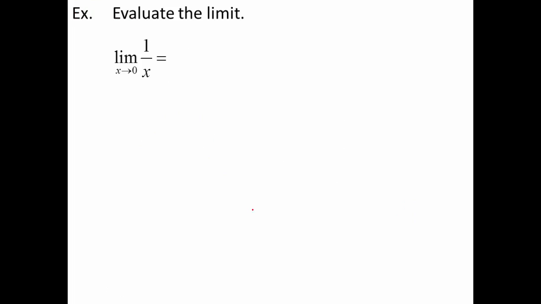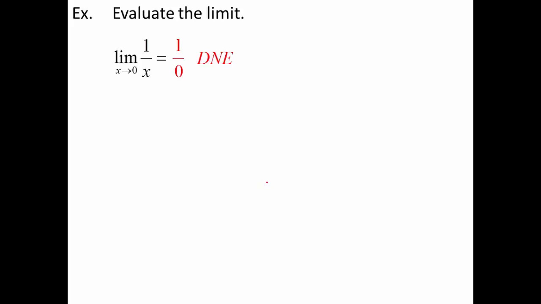So when I look at a problem like this, evaluate the limit as x approaches 0 of 1 over x. Of course, I'm always going to start with direct substitution, and when I do that, I get 1 over 0. Remember, 1 over 0 is not indeterminate. 1 over 0 is an undefined answer. An undefined answer implies that the limit does not exist. But again, there can be more to it than that.